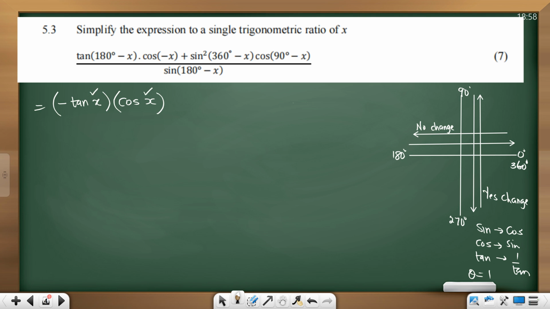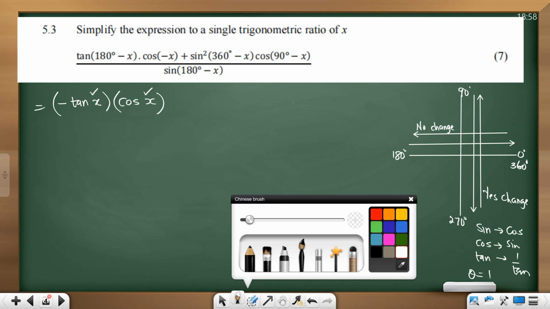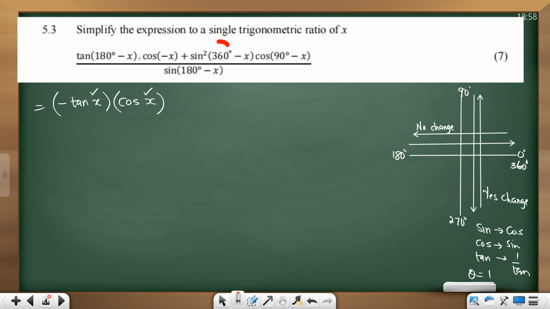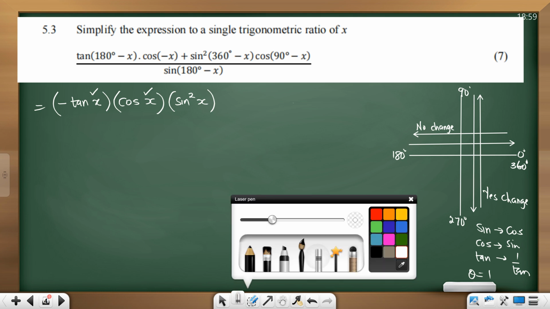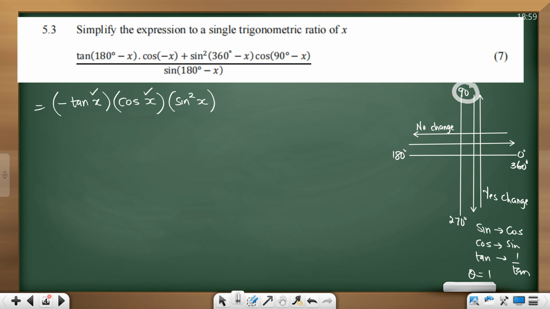Sine squared 360. Anytime I see a squared, it's always positive, right? Because even if it's negative, it will be negative times negative. So check. 360 there. Where is 360? Oh, there. No change. So it remains as a positive. All right? And because it's x, it becomes sine squared x. It remains a positive. Cos 90, beautiful. Where is 90? Oh, it's up and down. So yes, change. Your cos will become sine.